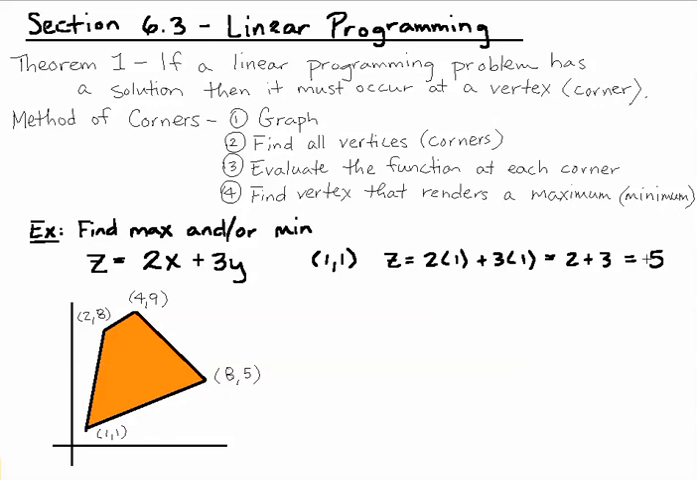And so we're looking at the number that we get after plugging in our vertices. And whichever one is the smallest number is going to be the minimum. Whichever one is the largest number is going to be the maximum. And now we may not always get a minimum or maximum. That all depends on whether the set is bounded or not.